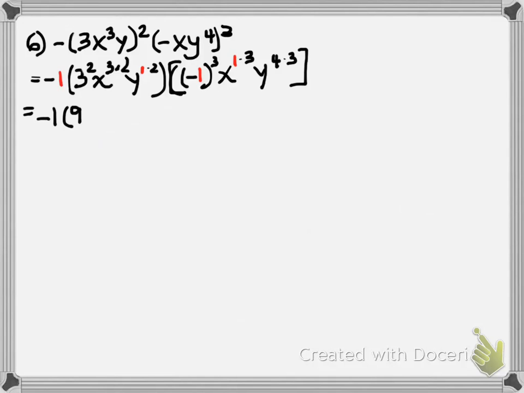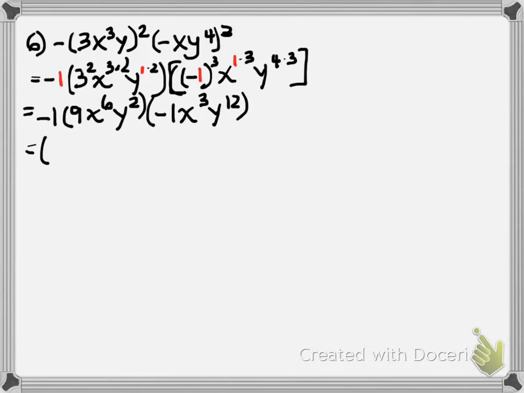3 squared is 9. 3 times 2 gives me x to the 6. 1 times 2 gives me y squared. And then negative 1 cubed is still going to give me a negative 1. And then 1 times 3 is 3. 4 times 3 is 12. So now what I have is a monomial problem.